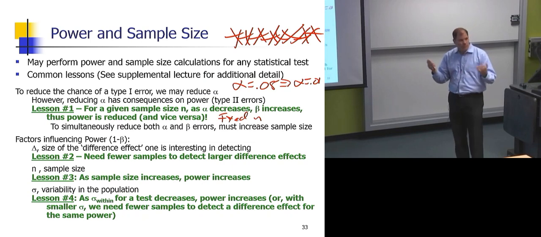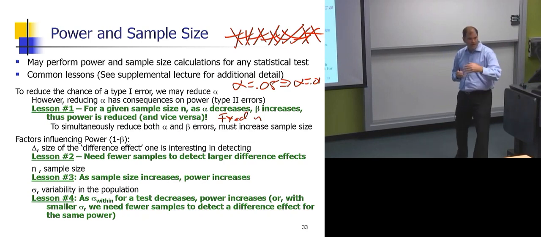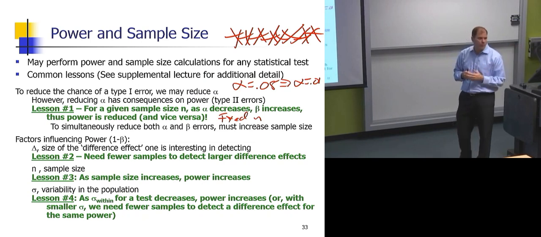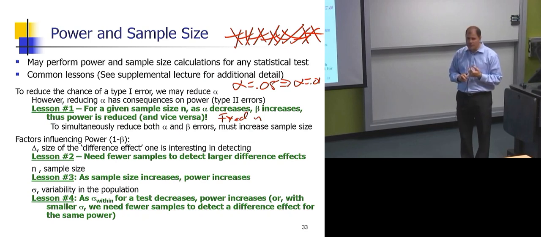In other words, you want to have more power, look for larger shifts. Someone says, I'm trying to detect a shift of 100. Are you sure? Is 300 okay? Yeah, 300 is fine. You want a larger shift, you'll get more power. As sample size increases, power goes up.